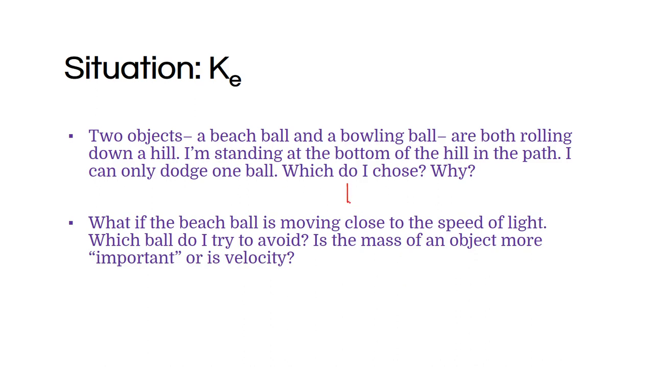Because of course the beach ball has a lower mass. And so I know that it's not going to hurt me as much, hardly at all, right? Whereas a bowling ball rolling down a hill could probably break a bone or something. So I try to choose the one with a lower mass. Now this is a situation where both objects are moving at a reasonable speed. They're moving at the same speed, the speed of gravity, 9.8 meters per second squared.